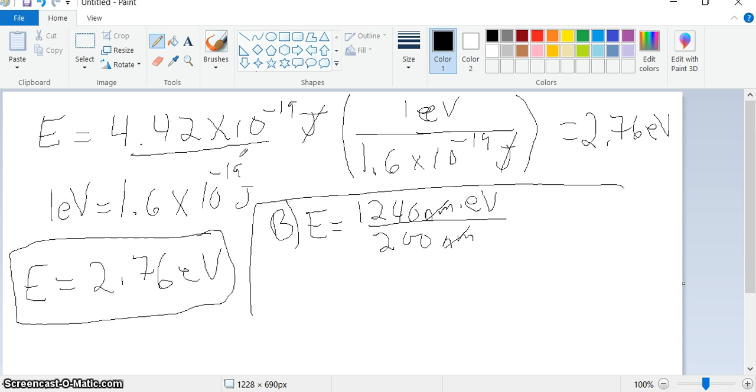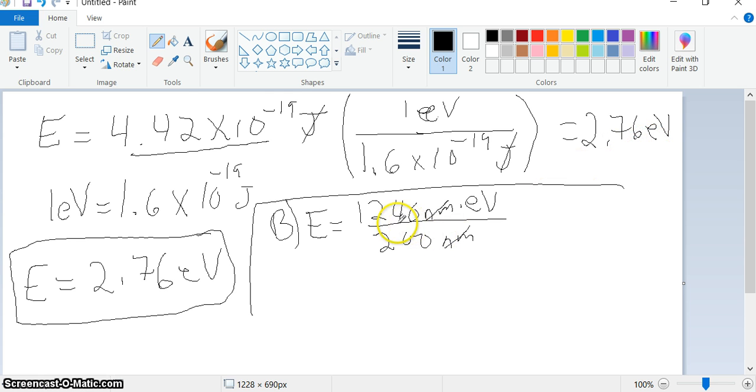All right, so let's do problem B, which I've already set up, you can see. With problem B, they want to know, what is the energy for a photon that has a wavelength of 200 nanometers. Just as a reminder, in part A, the wavelength was 450 nanometers, and by the way, that's in the visible part of the spectrum. So that photon would have an energy, just one single photon, of 2.76 electron volts.